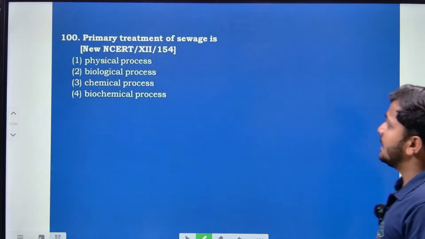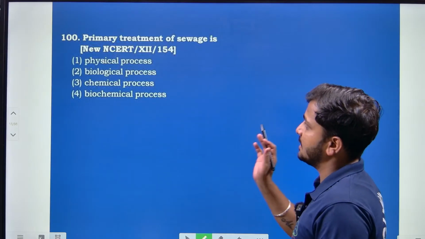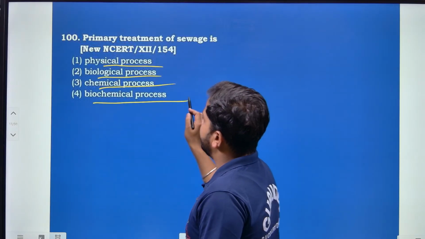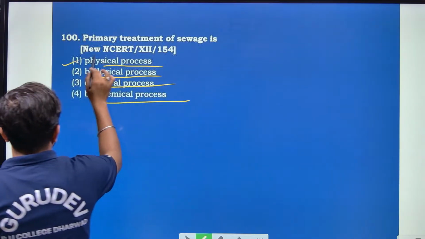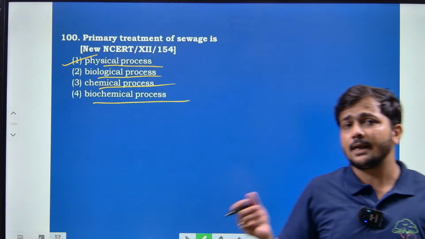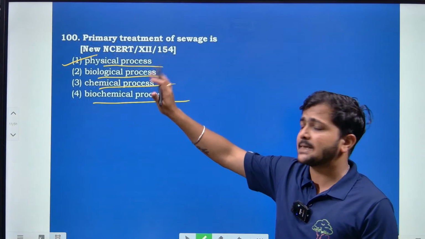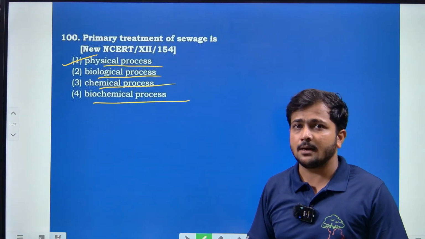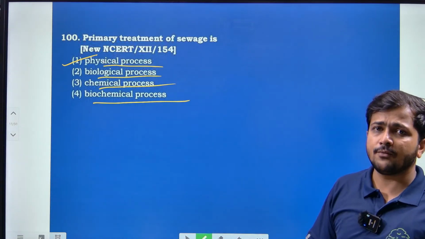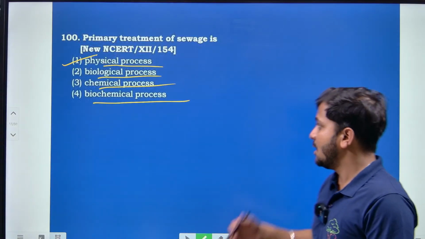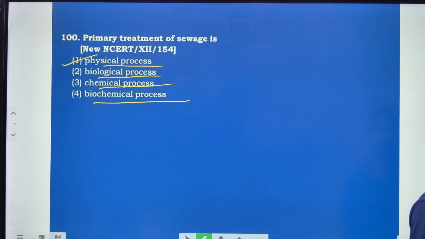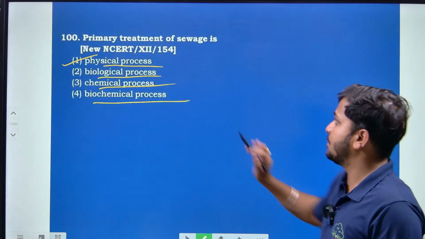Then next question: primary treatment of sewage is a physical process, biological process, chemical process, or biochemical process. So primary treatment is mainly the physical process. Why is it a physical process? Because with sieve elements, only filtration can be carried out, and solid particles can be removed in the primary treatment. Then whatever sewage is left will move on to the secondary treatment, where the flocs can be seen, right? So according to that option 1 is correct. The primary treatment of sewage is the physical process, right?